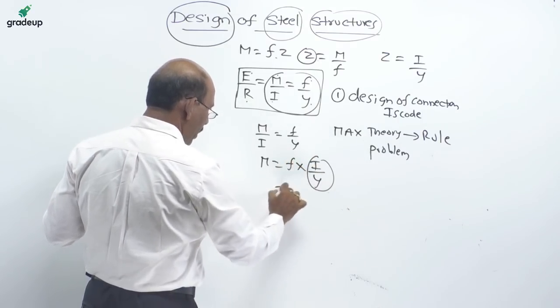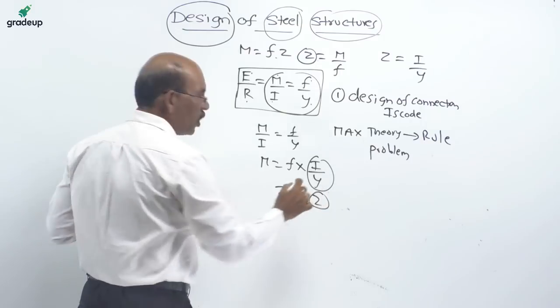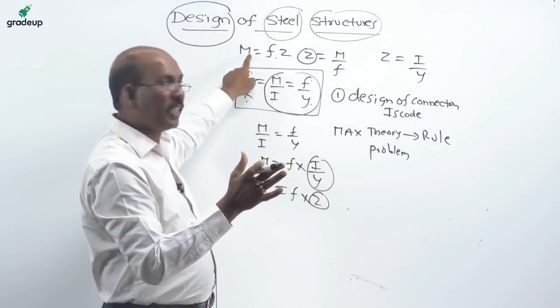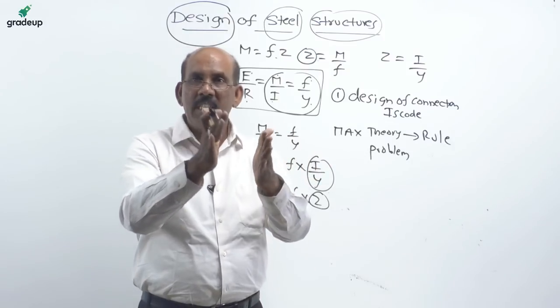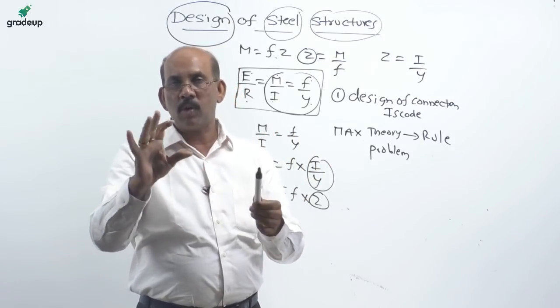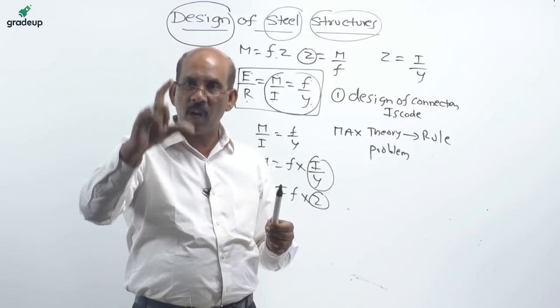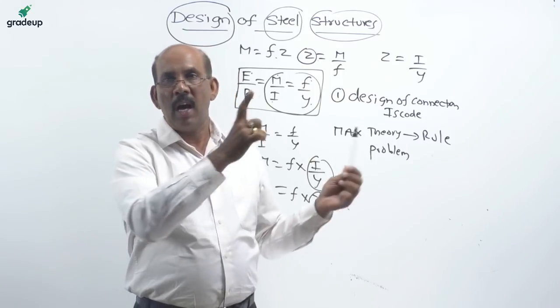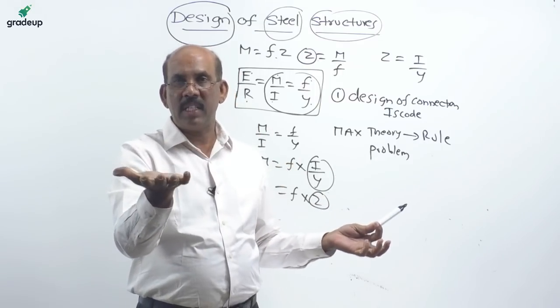So this I by Y is nothing but Z. So this value of Z which you choose from your section when you are designing, is it a maximum or minimum? So maximum or minimum is not a question here. The section should be economical. Economical means the nearest value to be chosen, accordingly the moment of resistance it will bear.